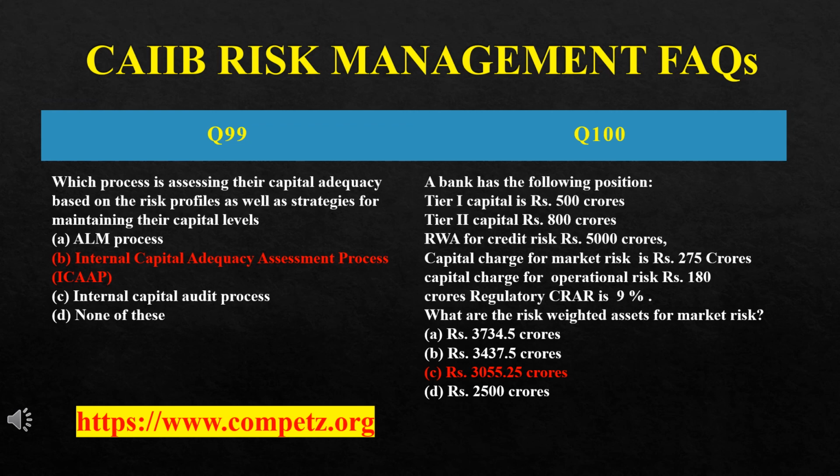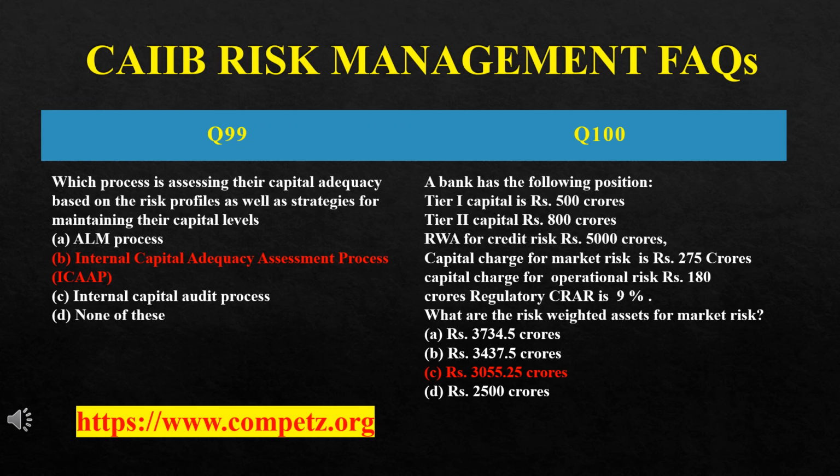Now we will see the next question. This is also a practical question. Listen carefully, understand. A bank has the following position. Tier 1 capital 500 crores, Tier 2 800 crores, risk-weighted assets for credit risk 5,000 crores, capital charge for market risk 275 crores, capital charge for operational risk is 180 crores, regulatory CRAR is 9% for India. It will differ from country to country. What are the risk-weighted assets for market risk? They have given us 4 options. We need to find out the RWA for market risk.